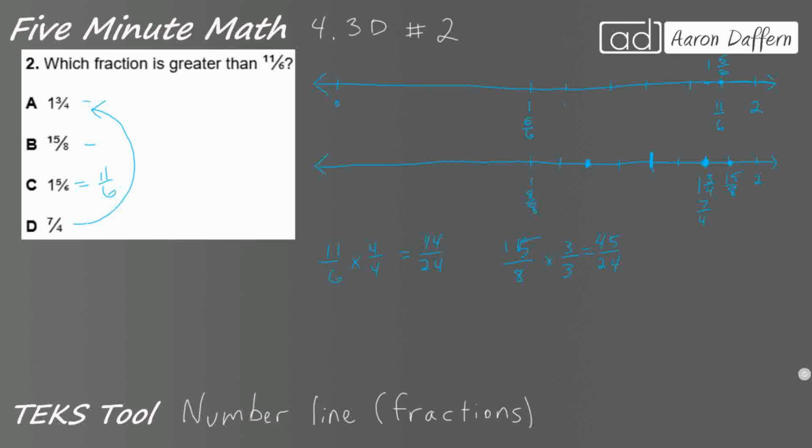And if we were to look at the 7/4, right, and the 1 3/4, that's going to be that same thing. We can look at 7/4, multiply that by 6s, and that's going to get you 42/24. So a little bit less. So that 15 eighths is going to be greater than 11/6, and your answer is B.